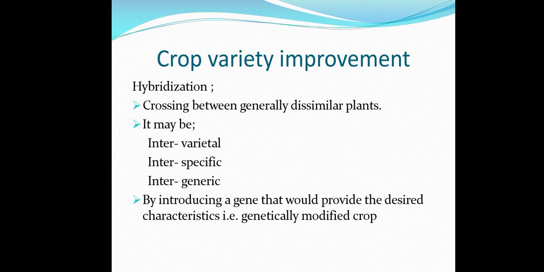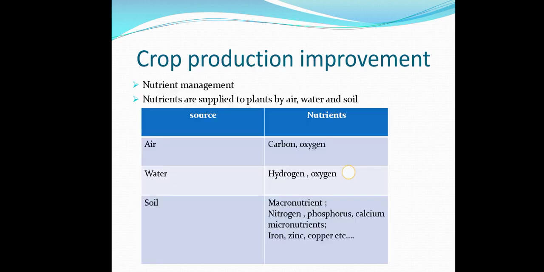Crop variety improvement. Hybridization is crossing between generally dissimilar plants. It may be intervarietal, interspecific, or intergeneric. Another method is introducing a gene that would provide the desired characteristics in a genetically modified crop.